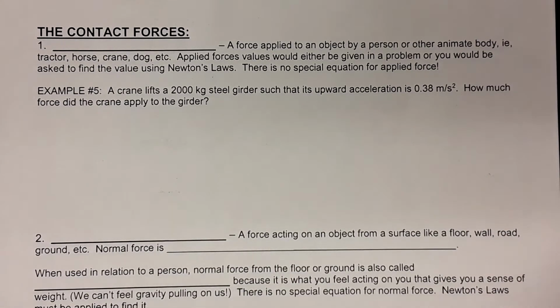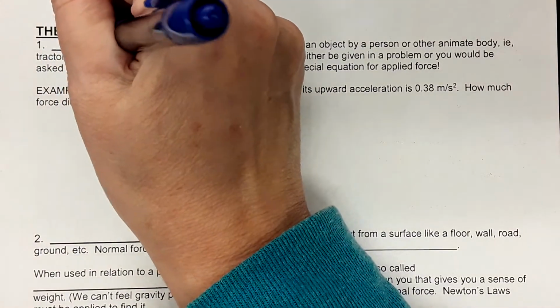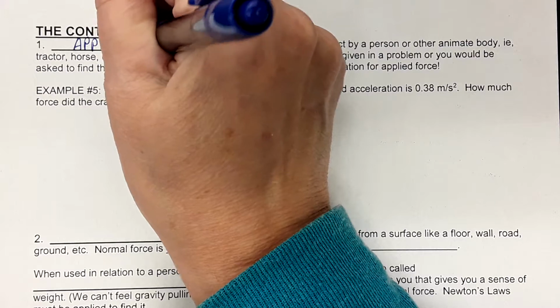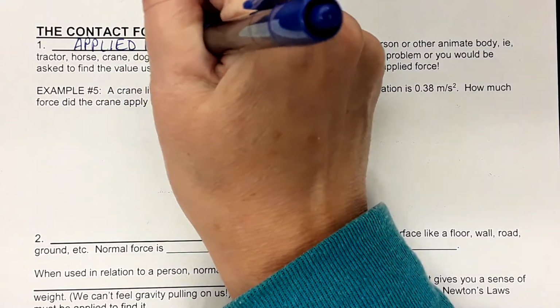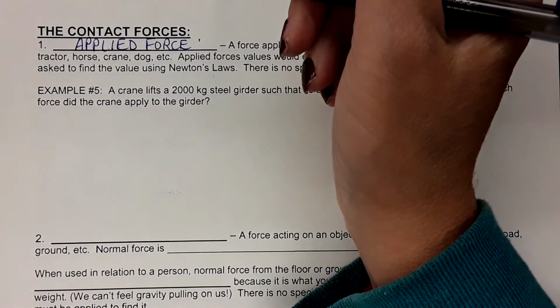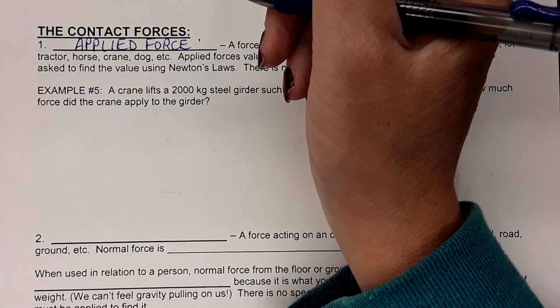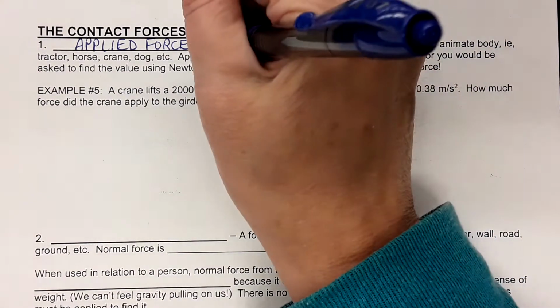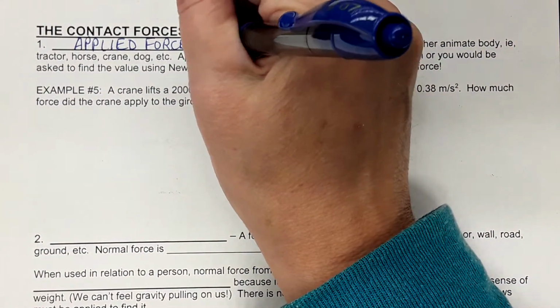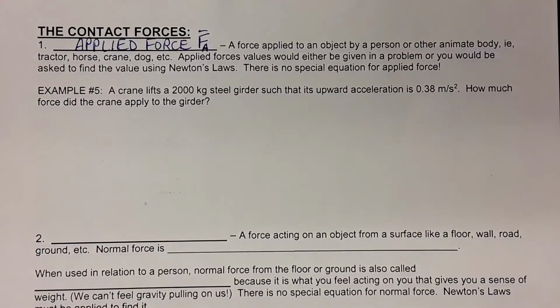The first one we're going to look at today is called the applied force. And this is basically what we call any force exerted by a person, an animal, or an animate object like a machine of some sort. We use a capital F with a subscript capital A to represent the applied force exerted on something.